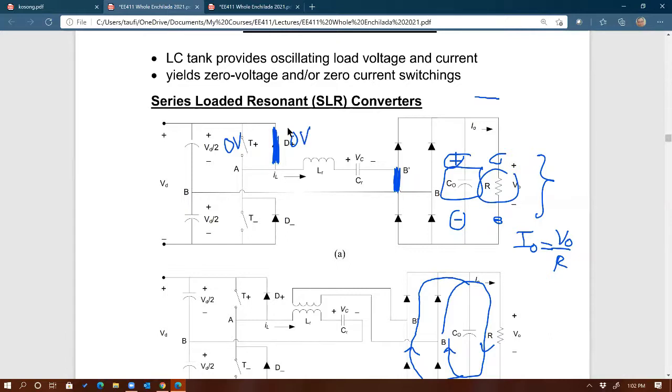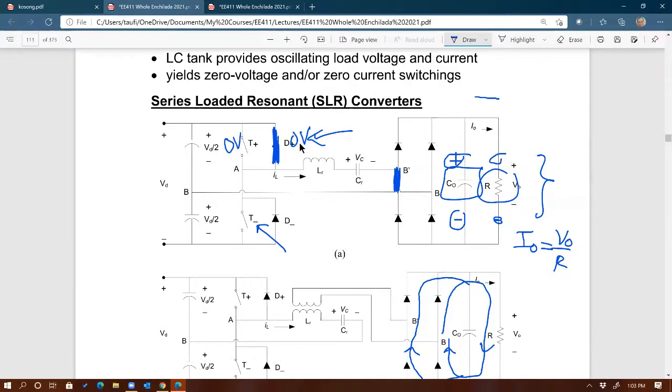So remember, the device conducting before T minus is turned on is D plus, right? So when D plus is conducting, its voltage is 0 volts. Therefore, the voltage across T plus is 0 volts. If you agree with that, that means there's a voltage across here before we turn on T minus. What is that voltage equal to? Oh, VD.